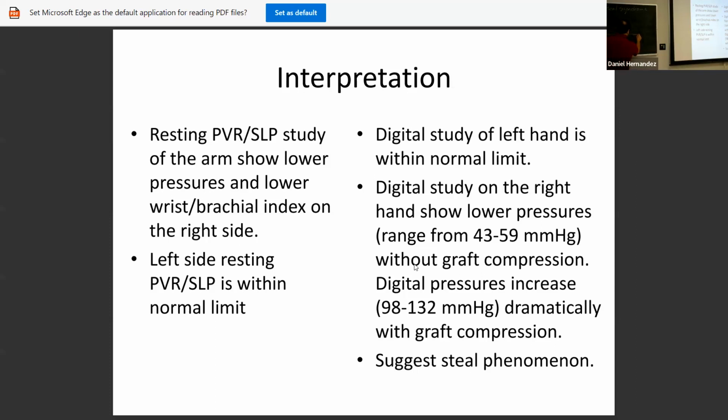Is this something that's going to be on the test? Understanding steal syndrome. Yeah. Because it's going to help you too, because there's a condition called subclavian steal syndrome. Oh, yeah. There we go. I'll give you guys a peek before.